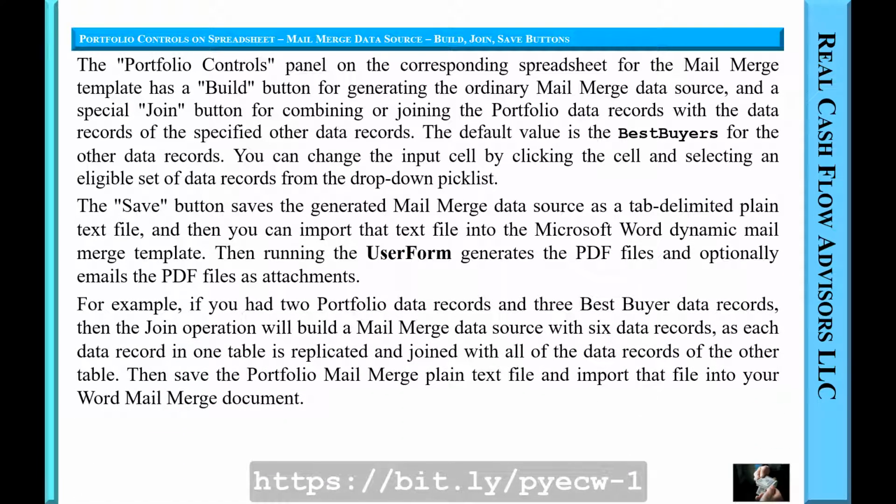For example, if you had 2 portfolio data records and 3 best buyer data records, then the join operation will build a Mail Merge data source with 6 data records, as each data record in one table is replicated and joined with all of the data records of the other table. Then save the Portfolio Mail Merge plain text file and import that file into your Word Mail Merge document.